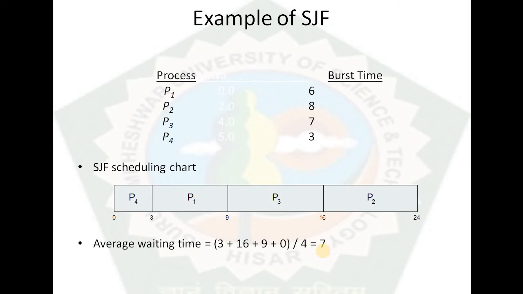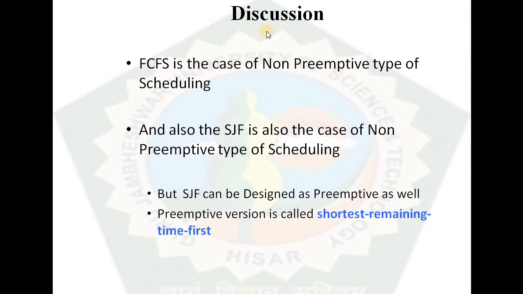Now this shortest job first scheduling algorithm is of non-preemptive type. The shortest job first scheduling can also be designed as a preemptive type, where we can preempt the resources of the processes in between execution. I have already told you that first come first serve scheduling was non-preemptive. This was also non-preemptive. It can be designed as preemptive. That is known as shortest remaining time first scheduling, the preemptive version of shortest job first.